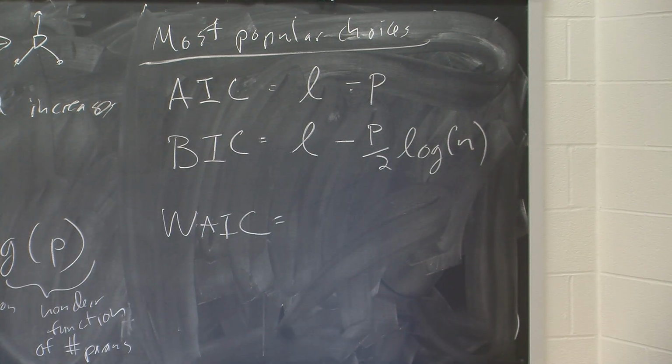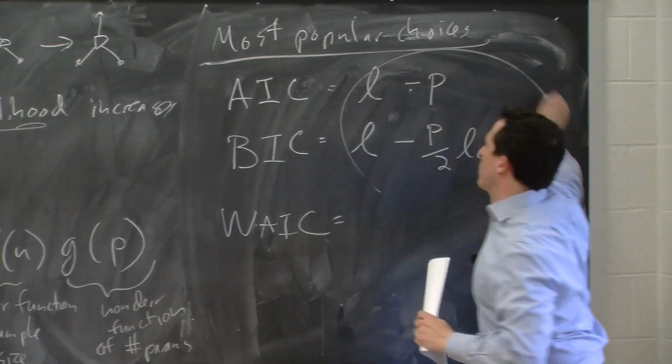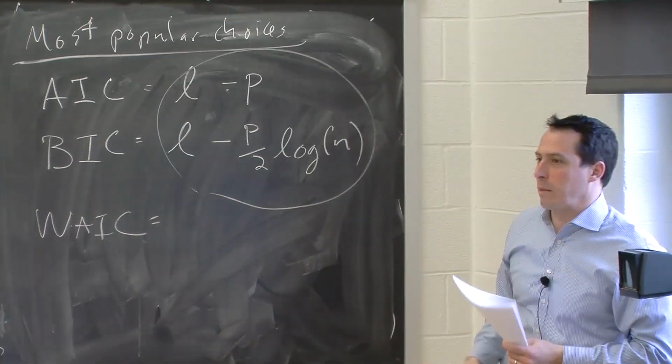So I think I'm out of time. I'll stop here, but maybe next time we'll talk about where these come from or why these two functions, how these two functions particularly can be justified.